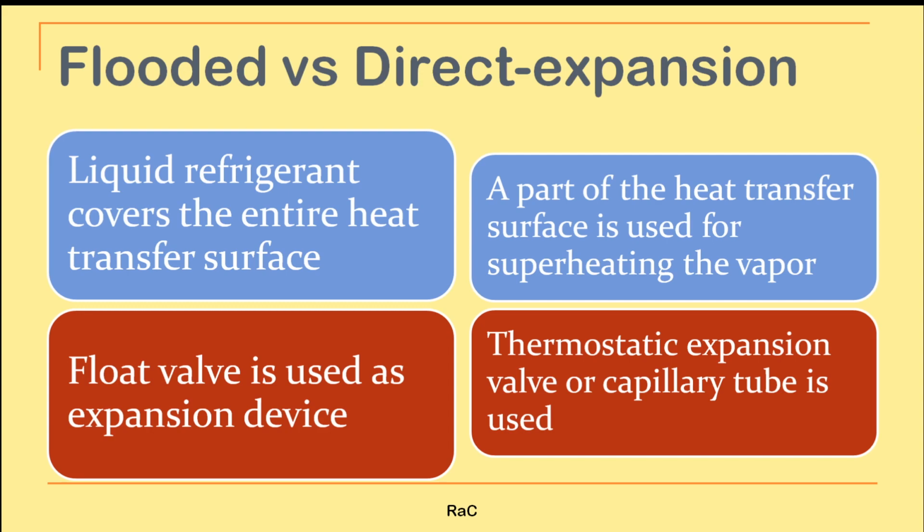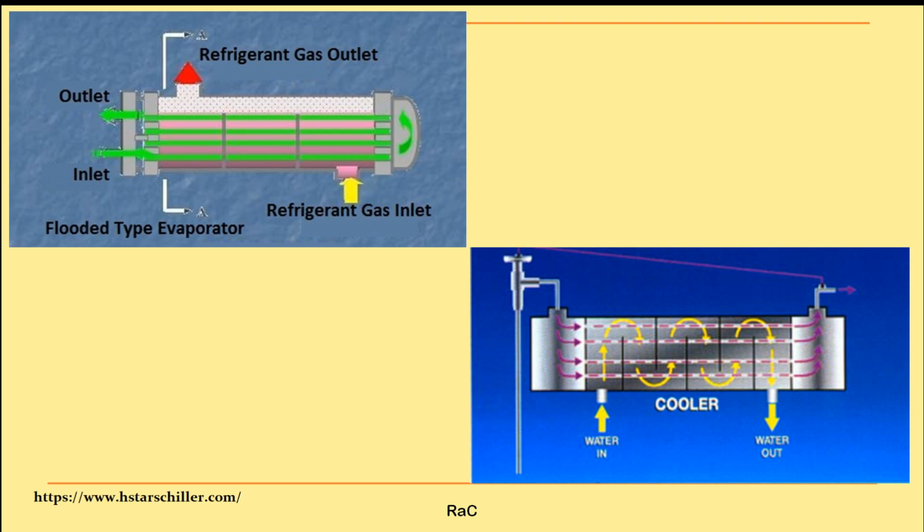In direct expansion type evaporators, a part of the heat transfer surface is used for superheating the vapor. So if you recall the last session, again you can see that a thermostatic expansion valve is used to maintain a constant superheat at the exit of the evaporator. So a thermostatic expansion valve is usually used in conjunction with this direct expansion type evaporator, or even a capillary tube is used if a lower capacity refrigeration system is employed.